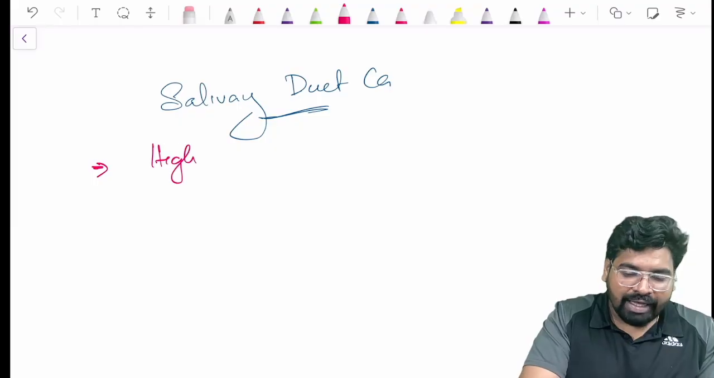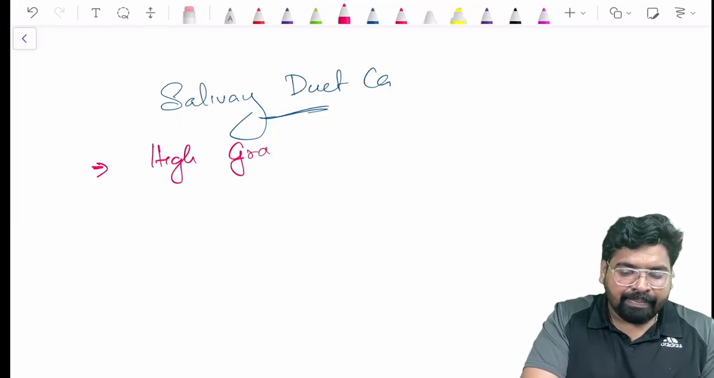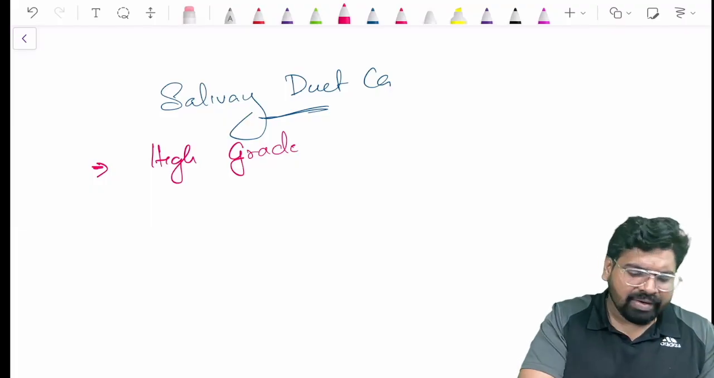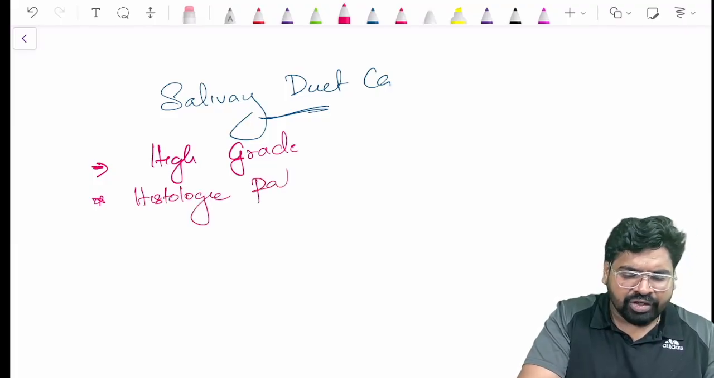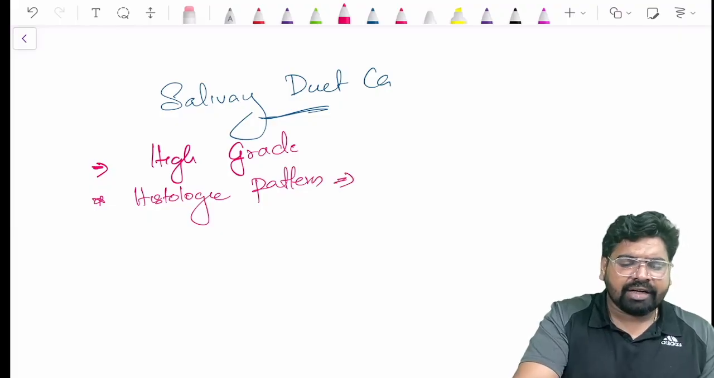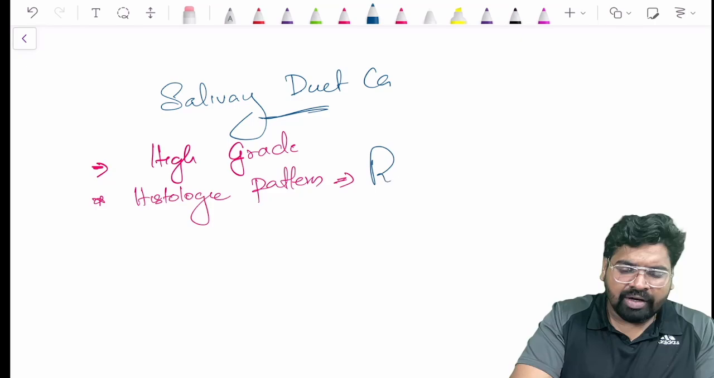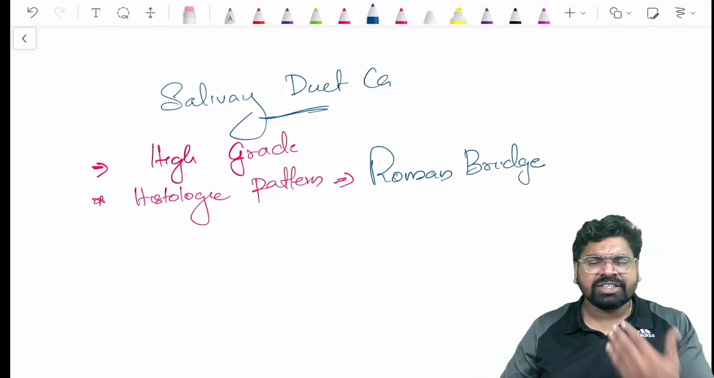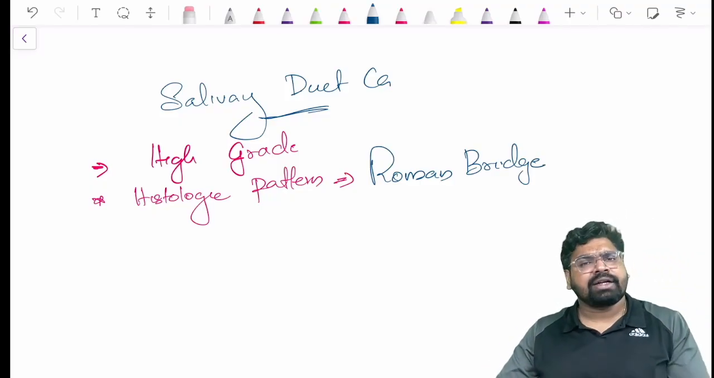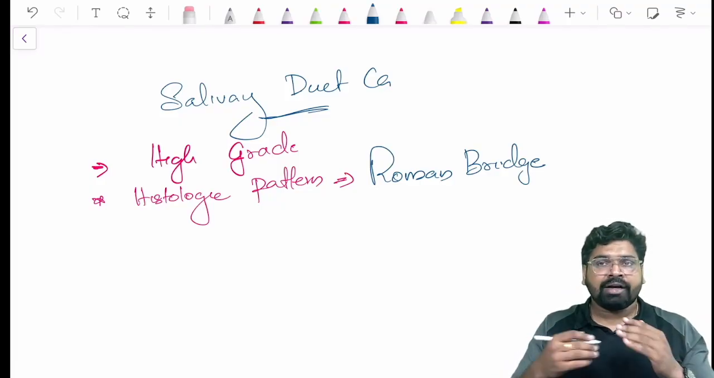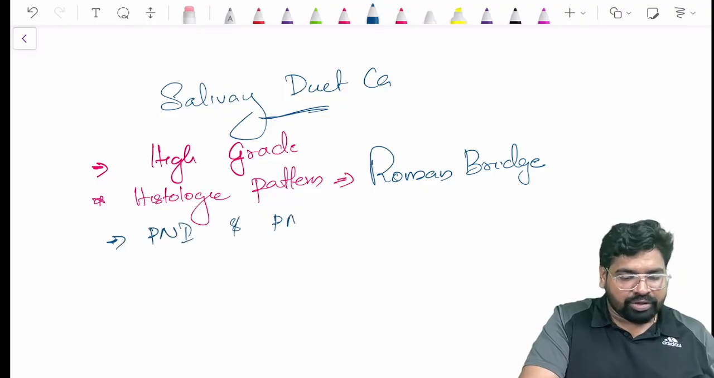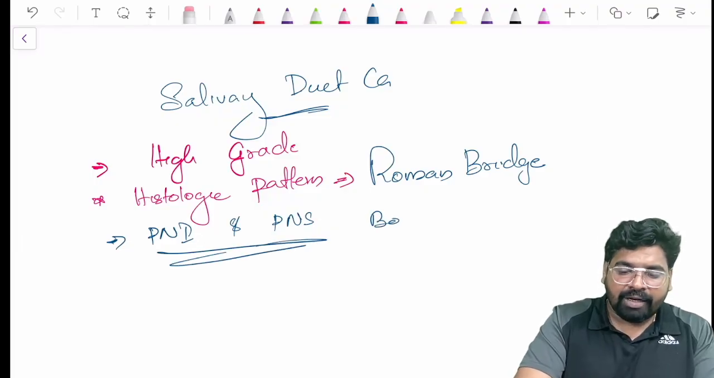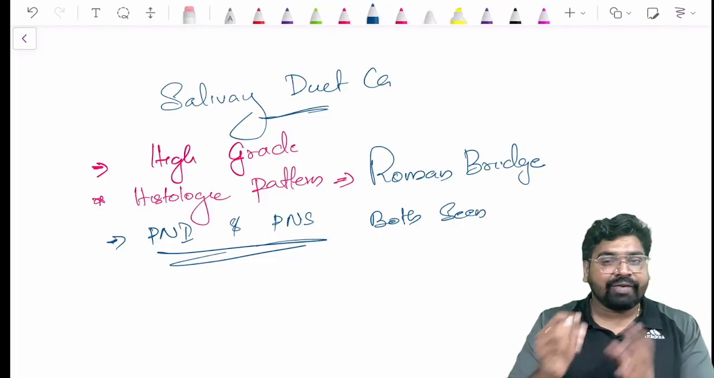Okay, and what to learn in this is that there is a particular histological pattern. Just remember this histological pattern, the architecture. The architecture of salivary duct carcinoma is that they have a Roman bridge architecture. So Roman bridge architecture or Roman bridge type of pattern is seen in salivary duct carcinoma. And one similarity is that this will show perineural invasion and perineural spread, both. Okay, both perineural spread and perineural invasion is seen just like your adenoid cystic carcinoma.